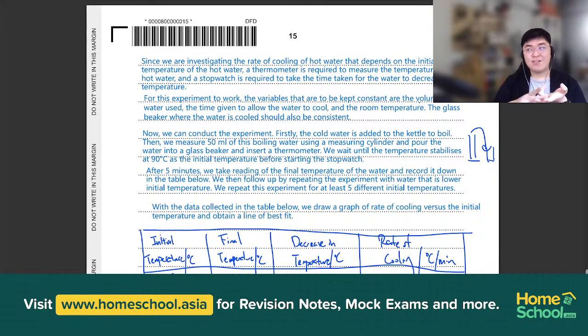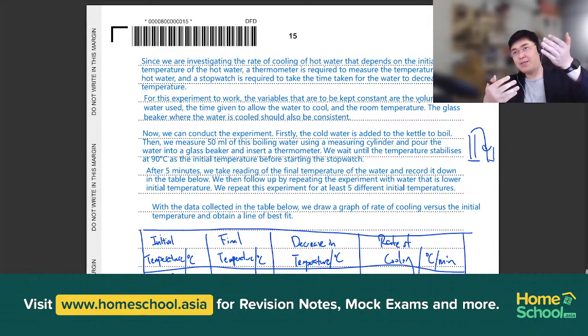The second mark you need is the correct method. How are you going to conduct the experiment? So step 1, heat water to a certain temperature. Time the water cooling for 5 minutes and then measure the final temperature of the water. And then 1 mark for repeating the experiment with a new value of initial temperature.